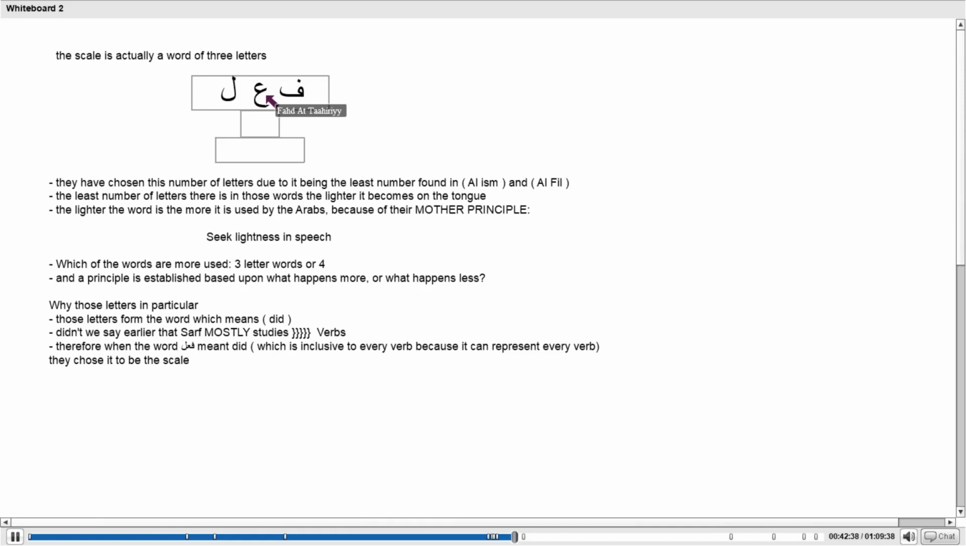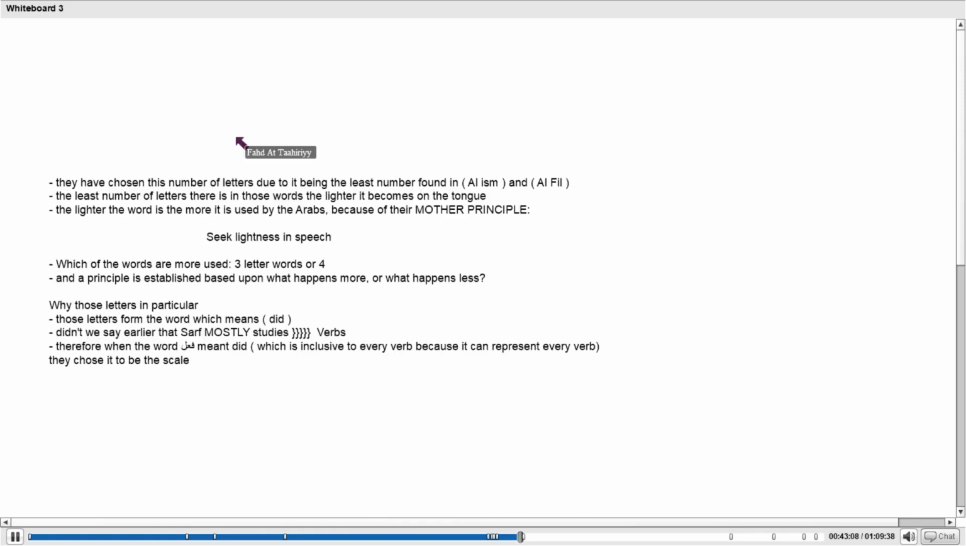They said, since there's a verb which is inclusive to the meanings of all verbs, we're going to use it. It is worthy of being used as a scale. Clear? Barak Allahu feekum. Clear? To all, inshallah ta'ala. Okay, let's go to another point.